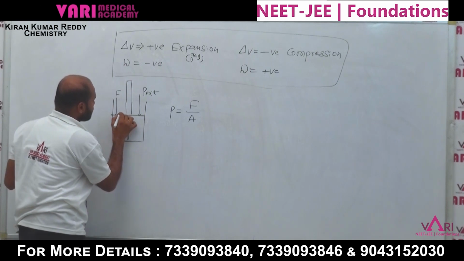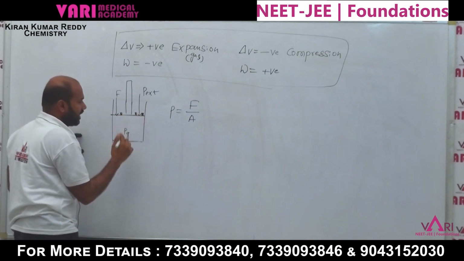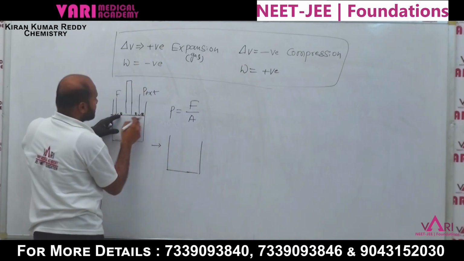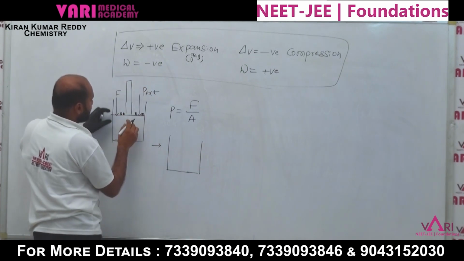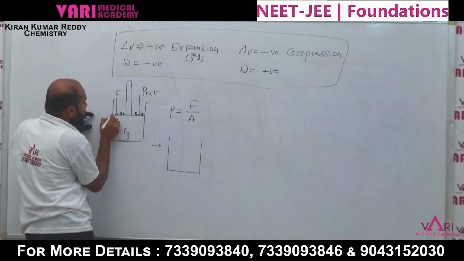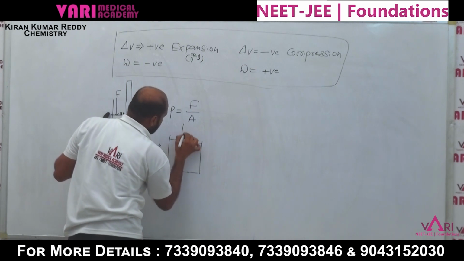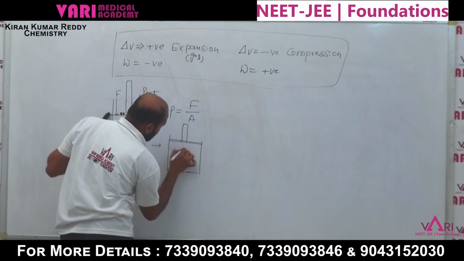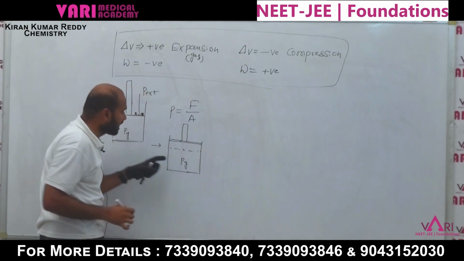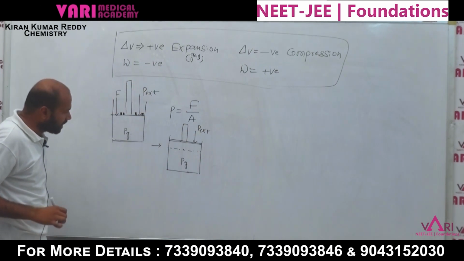Here I am taking some small weights. If I remove these weights, what is happening? Initially I put them, and it is in equilibrium. After I remove these weights, the piston is displaced from here to here. The position of the piston changes. After expansion of the gas, there is P internal of the gas and P external outside.